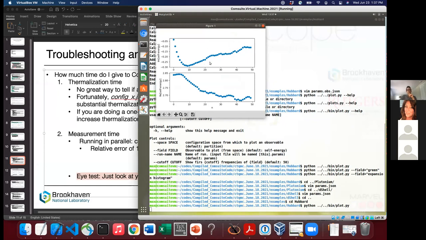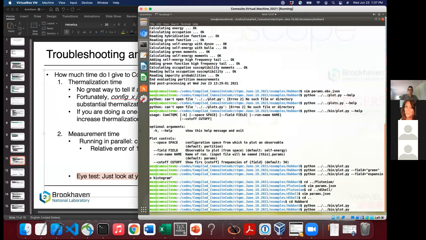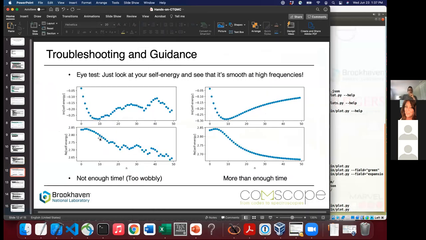But if you were running this for less time, you might have tons of wobbliness here, and it's clear you're not converged. That's not sort of physical behavior. At the high frequencies, it should be smoothly going to zero. So for example, you get something like this, you need more time. Extremely converged.